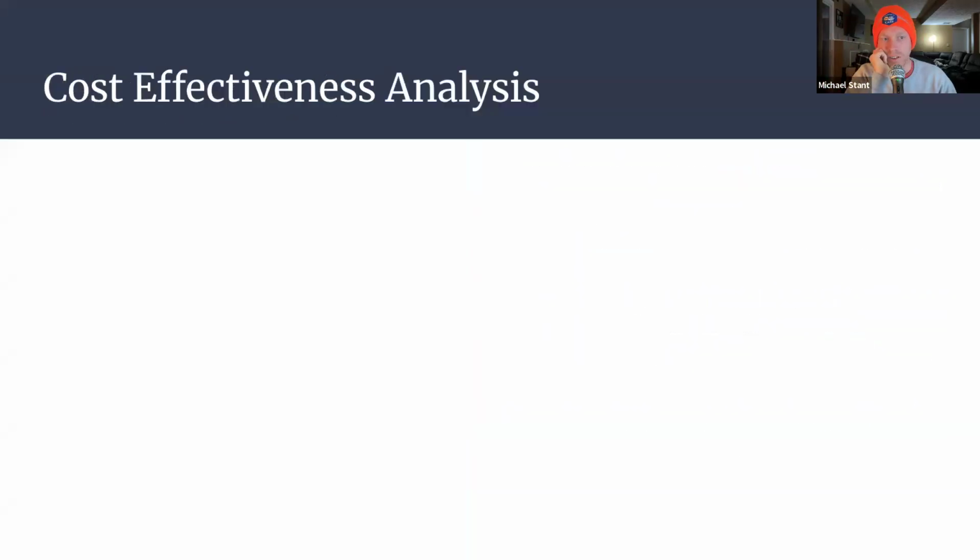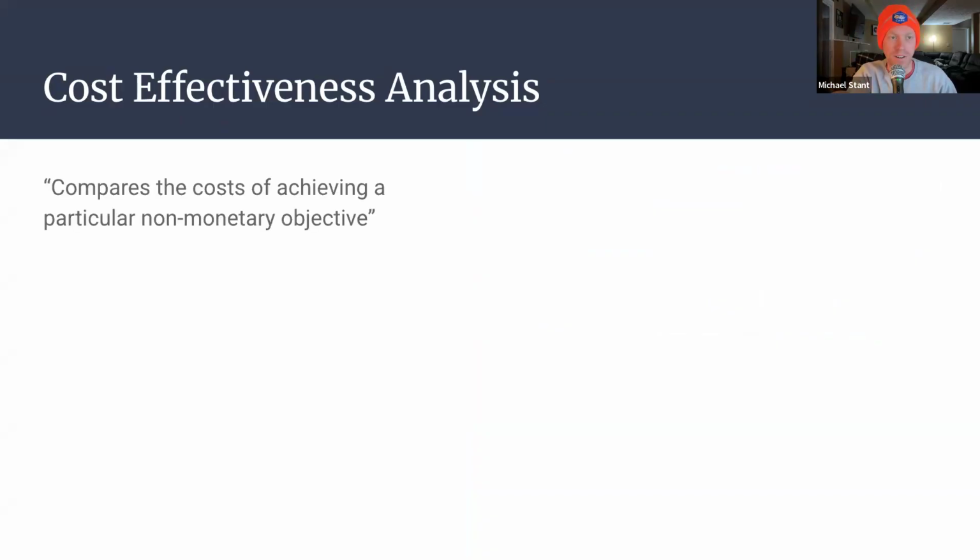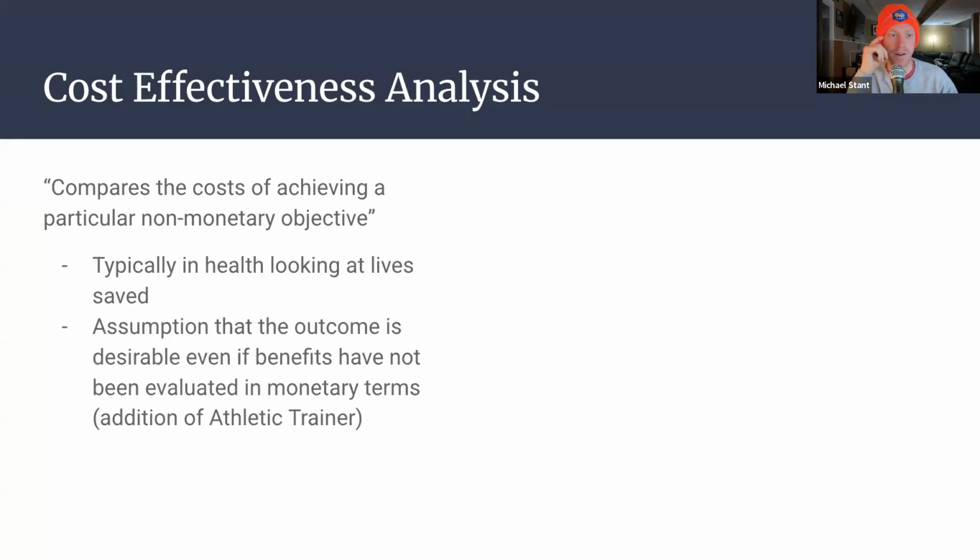So effectiveness analysis, and you'll see me refer to it a couple of different ways: cost effective analysis, cost effectiveness analysis. They are all mostly interchangeable, right? This is straight out of an economic healthcare textbook. It compares the cost of achieving a particular non-monetary objective. Generally in healthcare, they're looking at lives saved. For athletic trainers, maybe with pre-participation physical work or any emergency action plan, we can look at that. But we're going to focus on that non-monetary part.